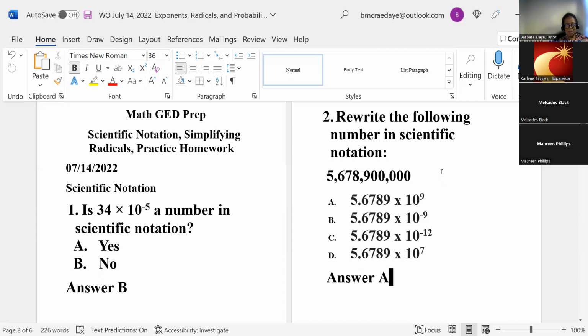What I'm talking about is the comma. The comma is separating increments of 3. That helps you know that this is billion. Starting here is million, hundreds of millions, 678 million.